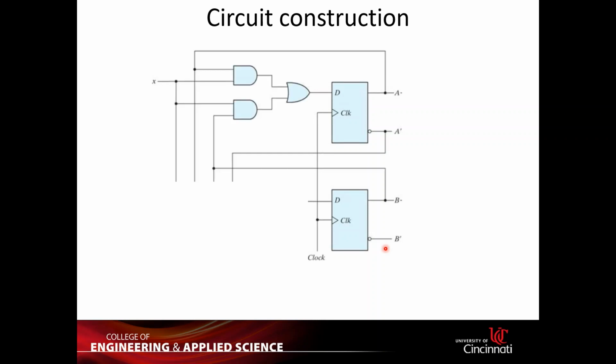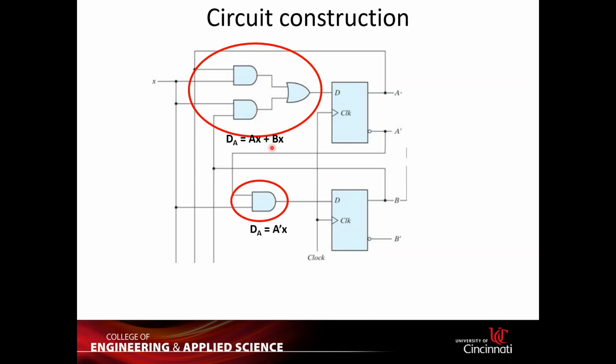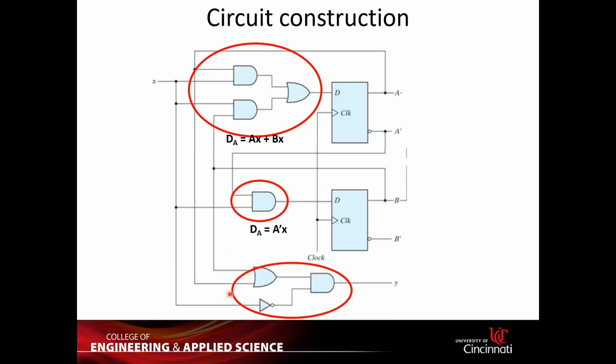Okay. Then you will use your first D flip-flop input equation for the first D flip-flop, which is DA. So you use that input equation to construct the first combinational circuit. Okay. Then you use the second equation to construct the second combinational circuit, and also you have the output equation, right? You can use that output equation to construct the combinational circuit to yield the output. Okay.